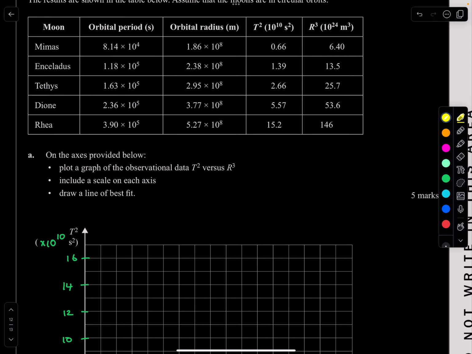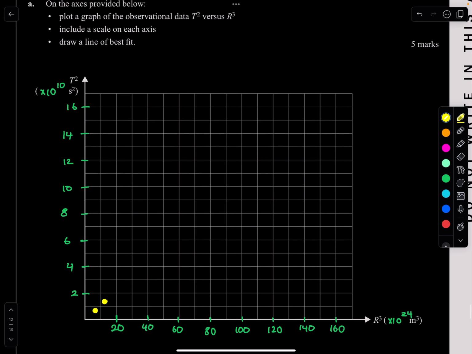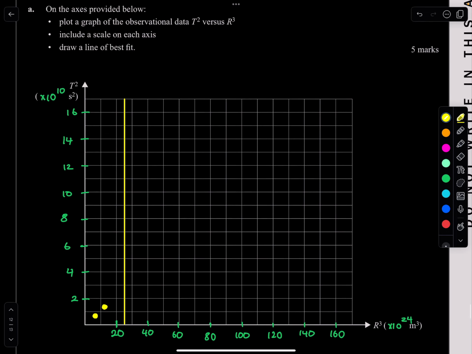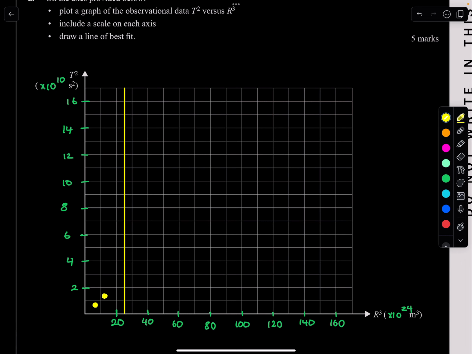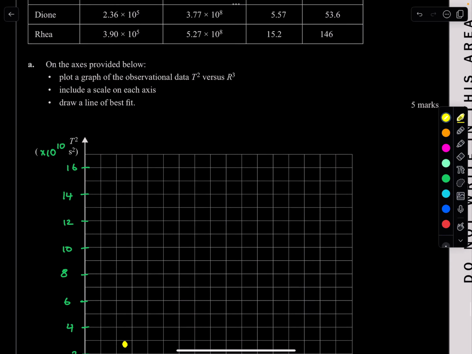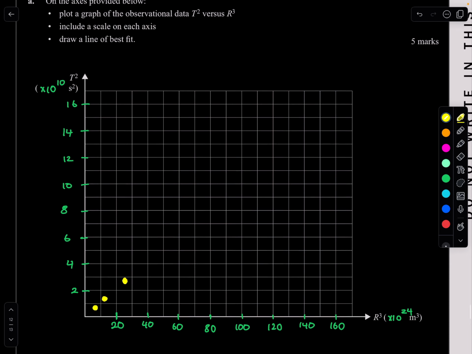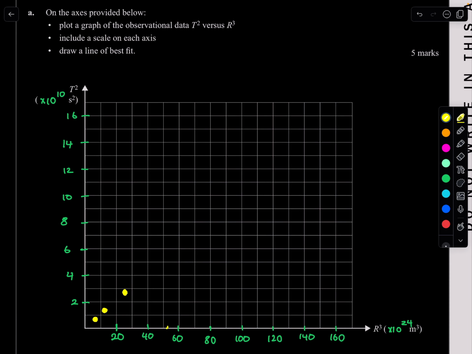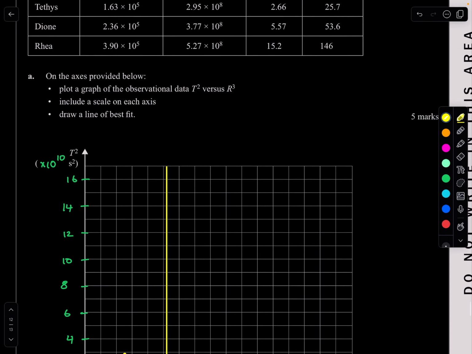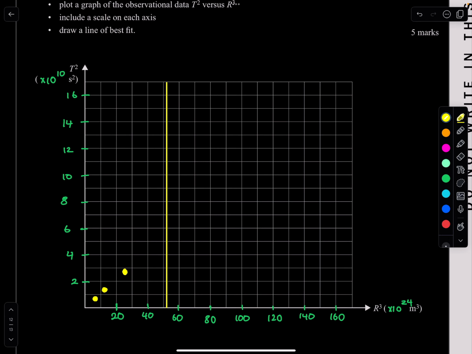25.7. So 25, basically 25.7. If I draw a line here, and 2.66, 2.66 is around here. Next one: 53.6. So 53, which is here, around here. And 5.57. So 5.5 is around here.